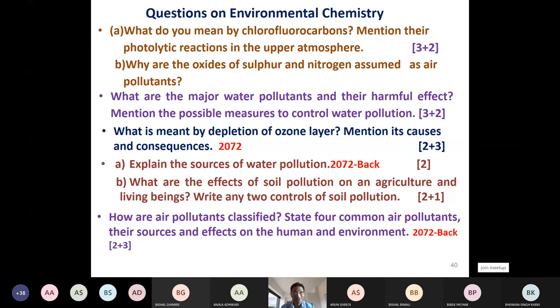Effect and cause. How is this caused? And explain the sources of water pollution. Simple one. That has been asked in 2072. What are the effects of soil pollution on agriculture and living beings? Write any two controls of soil pollution, not all. And how are air pollutants classified? Then how do you classify air pollutants? Common air pollutants and their sources and effects on human beings and the environment.